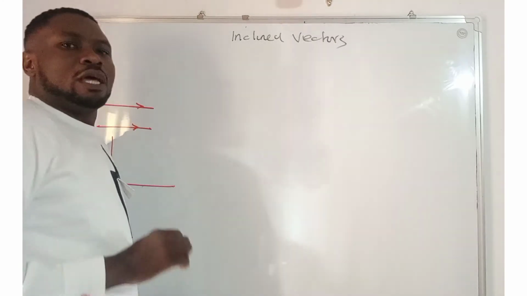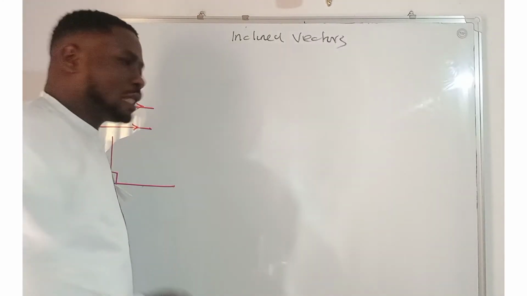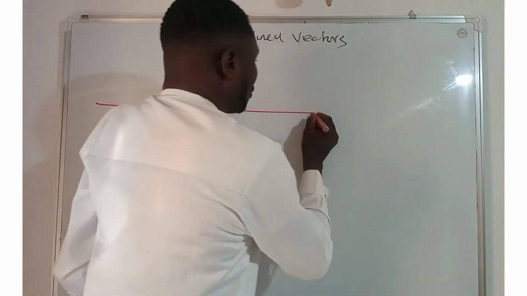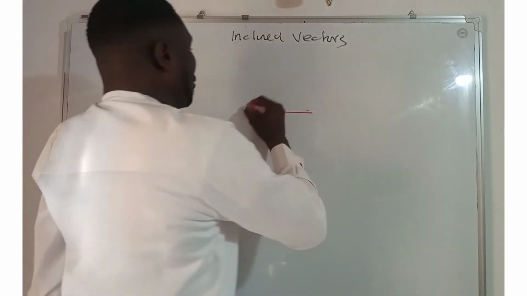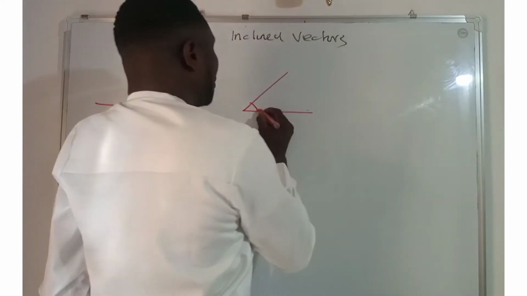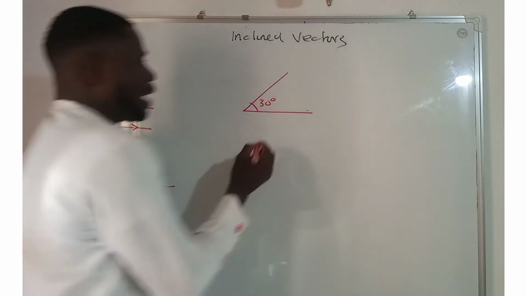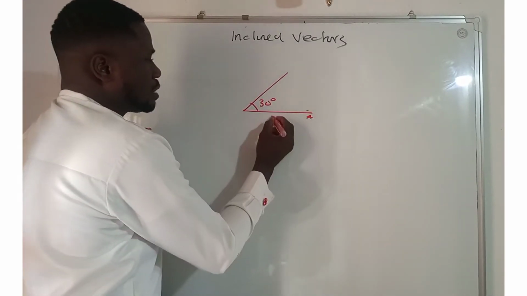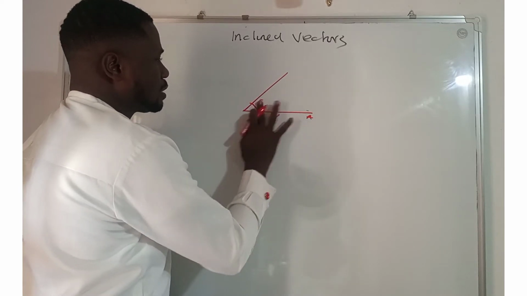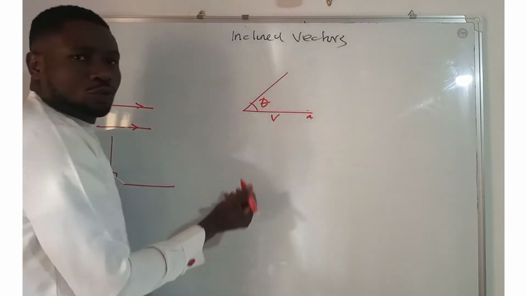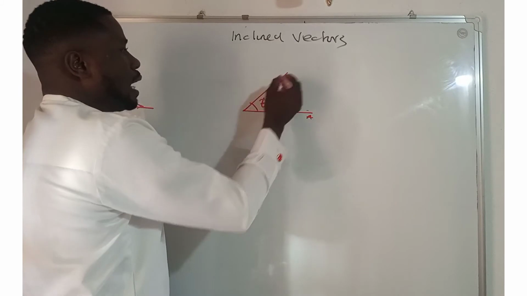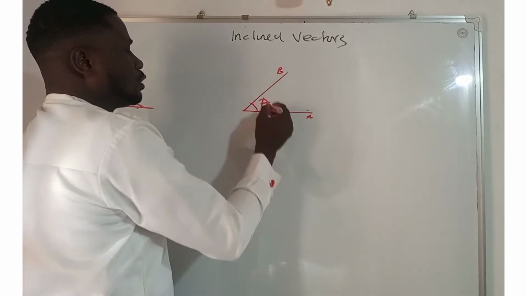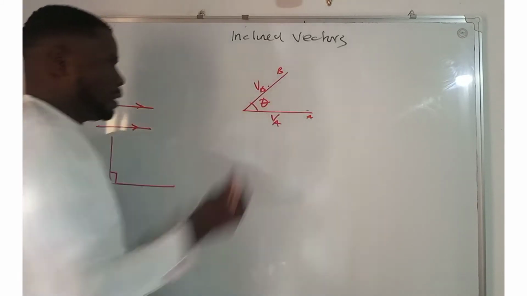When do we say vectors are said to be inclined? Now, if I have a vector going this way, and I have another one, let's say this is inclined, the angle here is, let's say, 30 degrees. They say this is vector A, and this angle is theta. The magnitude of vector A is VA, and this is vector B. The magnitude of vector B is, let's say, VB.